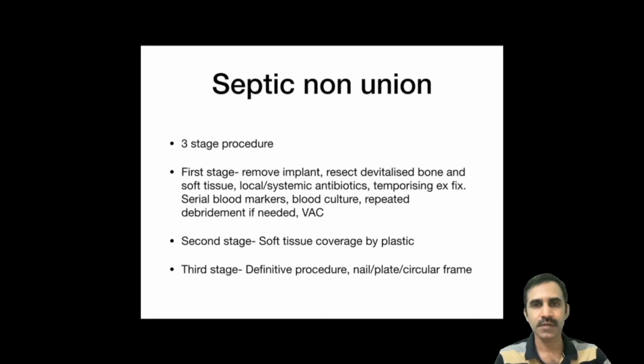If the patient is having a septic non-union, the preferred technique is a three-stage procedure. The first stage is to remove the implant, resect the devitalized bone and the soft tissue, give local or systemic antibiotics. Temporizing external fixator has to be applied, and the serial blood markers, blood culture, and repeated debridement, if any, dictate the further course of action. VAC is a useful adjunct. The second stage includes soft tissue coverage by the plastic surgeon. Third stage includes the definitive procedure such as nailing, plating, or circular frame.